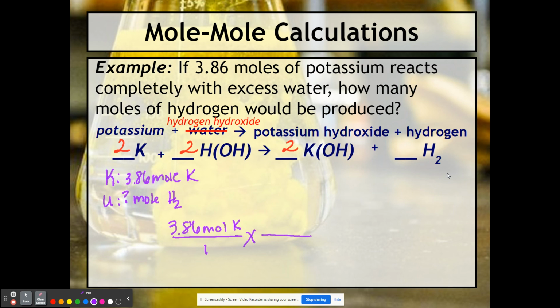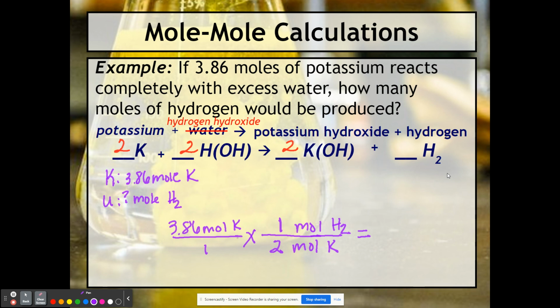So I use the molar ratio here. I have moles of potassium here. So I know on my next bottom I have to have moles of potassium. When I look, the coefficient is 2, so I'm going to write a 2. On top, what am I going to? Moles of H2. If I look in front of my H2, I have no number, so I know it's a 1. And that is where I want to end up. So I am done. I just need to do that math.